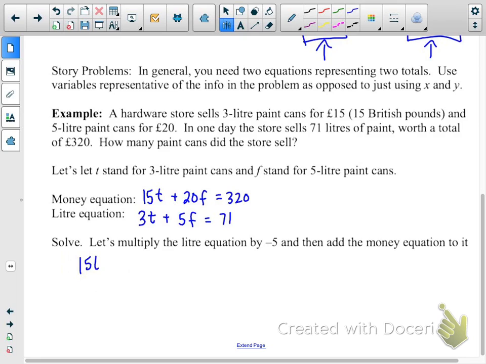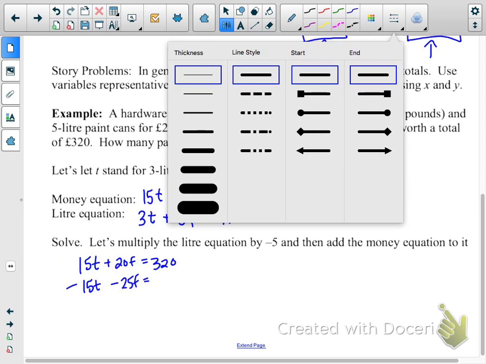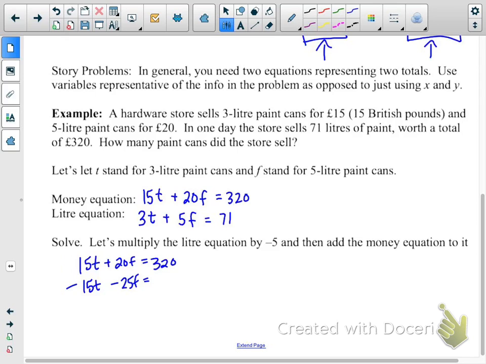So 15T plus 20F is equal to 320. Negative 15T minus 25F is equal to negative 355. That's not right. I wrote mine upside down from before, sorry.